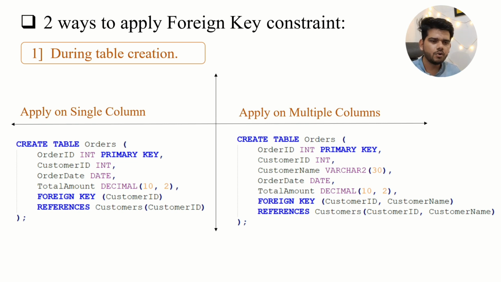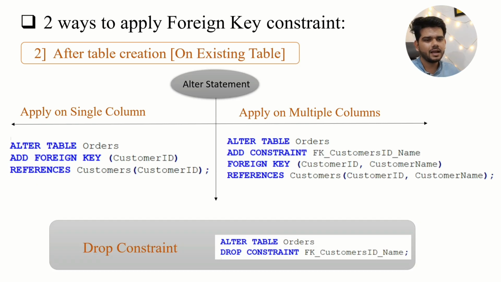Okay, so now move on to the second way and see how we can alter a table using the alter statement and create the foreign key constraint if the table is already present in the database. So with the help of the following mentioned alter queries, we can add a foreign key constraint on a single as well as on multiple columns. And we can also drop this composite foreign key constraint using this given syntax.